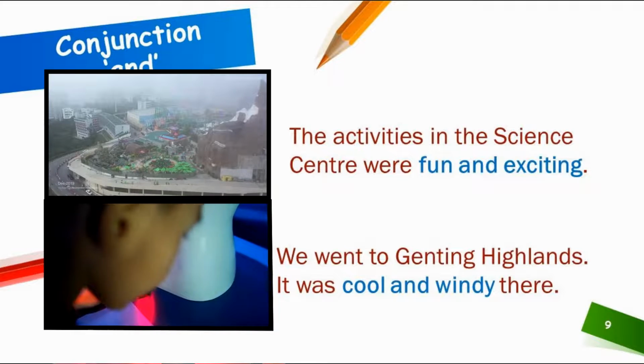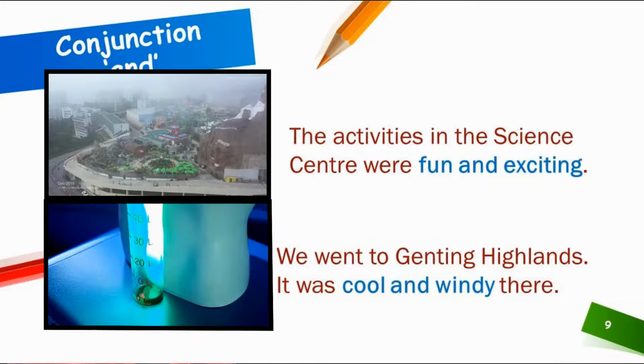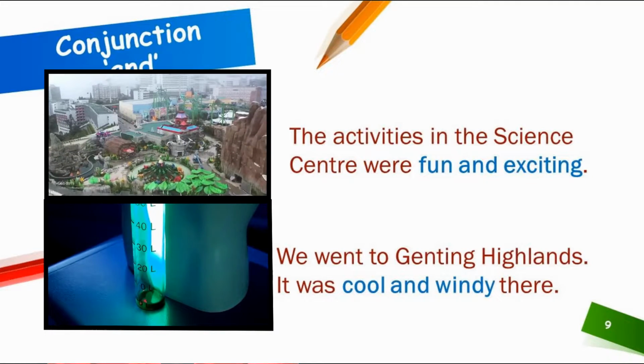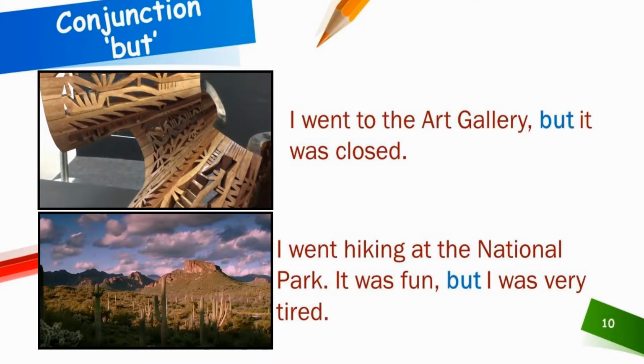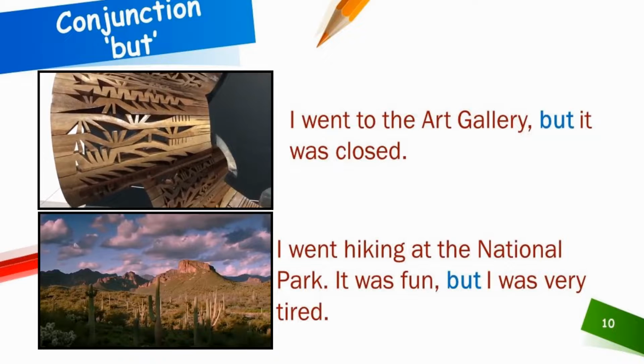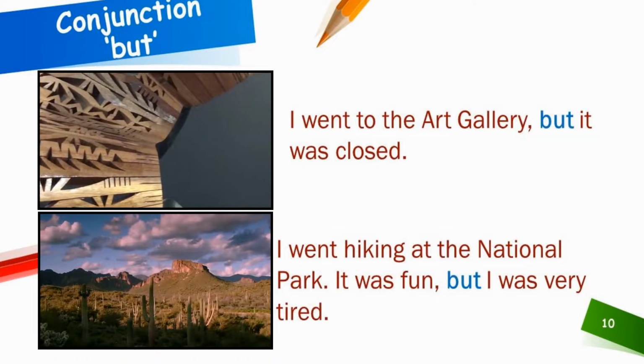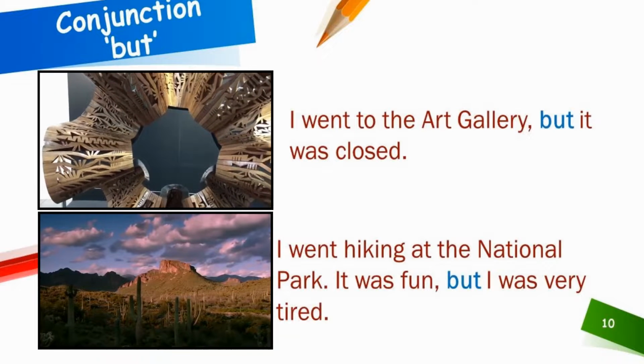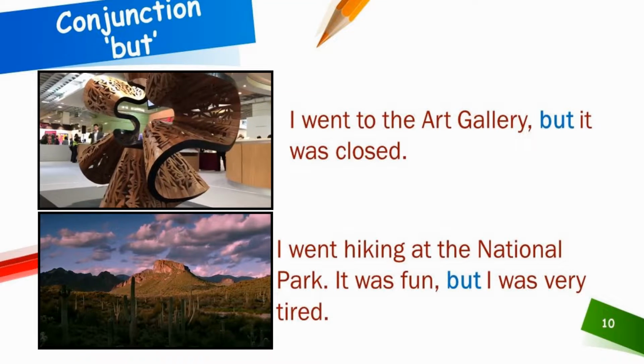To talk about different ideas, we use the conjunction "but". For example, you wanted to visit the art gallery. You arrived there, but it was not open. So you can say, I went to the art gallery, but it was closed.